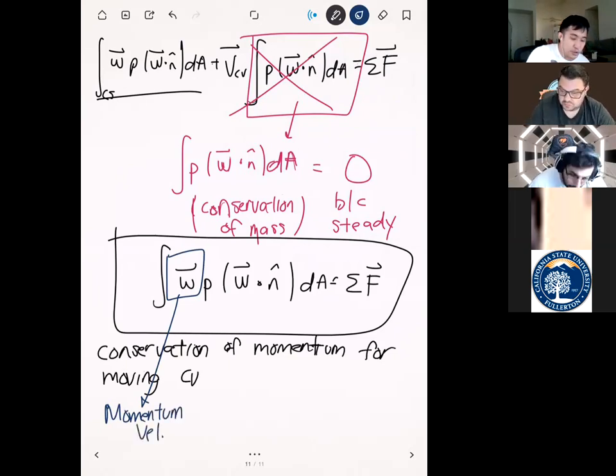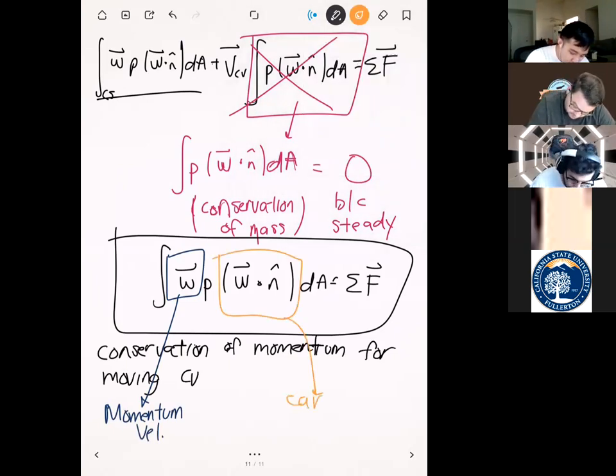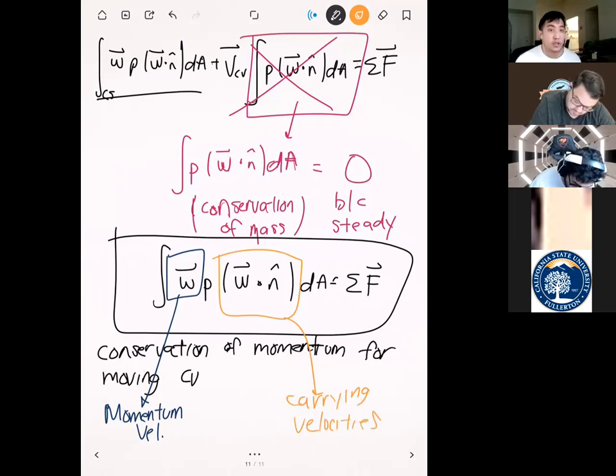Okay. And so just because it's a relative velocity, that's not going to change. And next, in the orange right here, these are our carrying velocities. These are going to follow all the same rules as our previous problems or the previous example that we did, except now it's going to be relative stuff because it's a moving control volume. All right. Any questions on this?